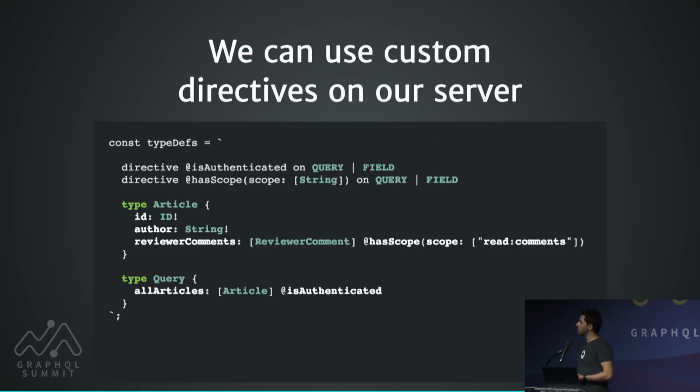Has scope takes an argument, which is an array or a list of strings. And then we can just start tacking these on in places that we need. So in this case, we're saying that to get this all articles query at all, the user needs to be authenticated. And if the user wants to get at the review comments, they have to have a particular scope. In this case, they need to be able to read comments.